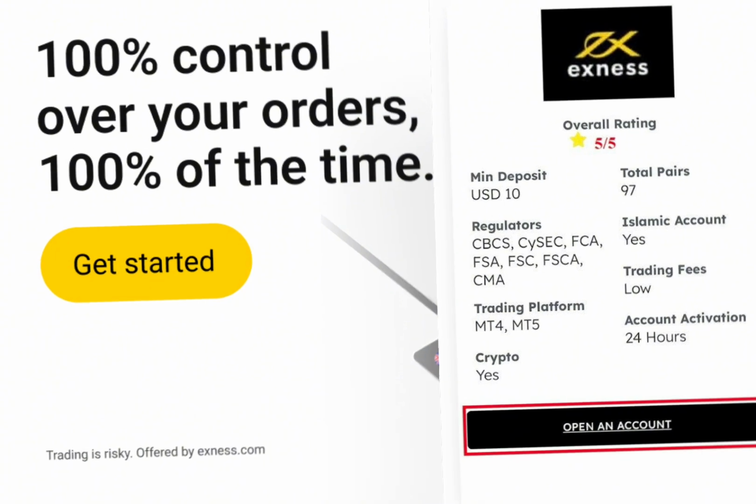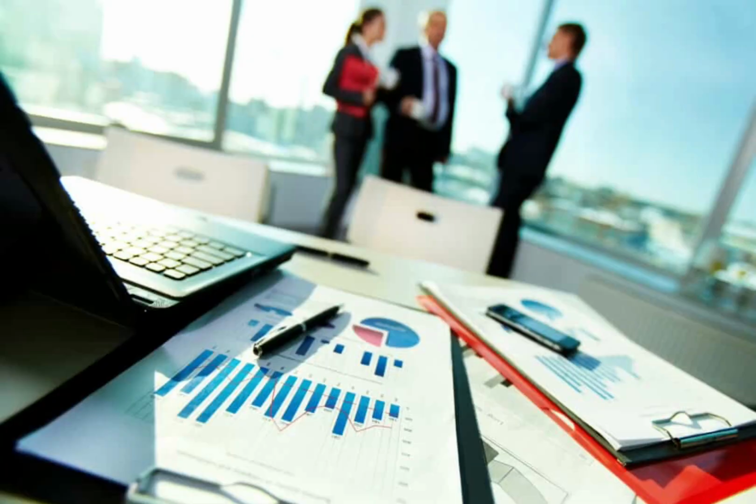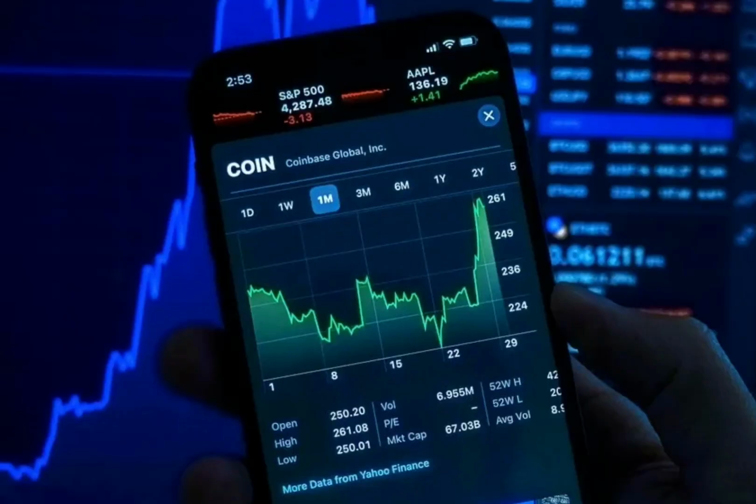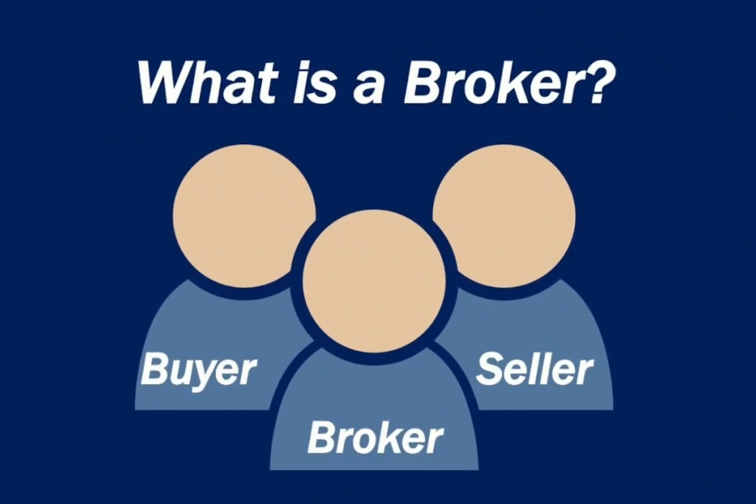A broker is a financial service company, and they provide you with access to a platform for buying and selling foreign currencies. They make it very easy for you to participate in the forex market by giving you that platform where you can easily buy and sell foreign currencies. Your broker also serves as a middleman between two parties.